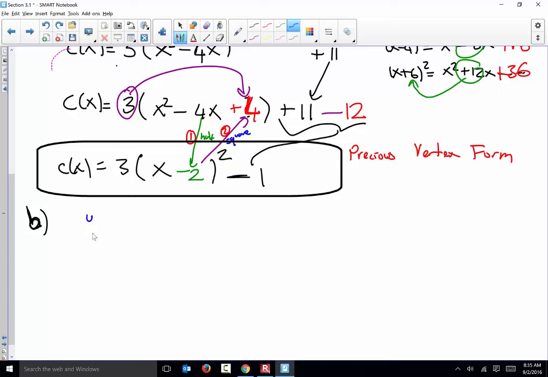Determine x-intercepts. And you know how to do this. For x-intercepts, we set somebody to 0. Who? The left side, c of x, or y. This is y equals 0. And I get this. Alright, work it out on your own. 30 seconds.